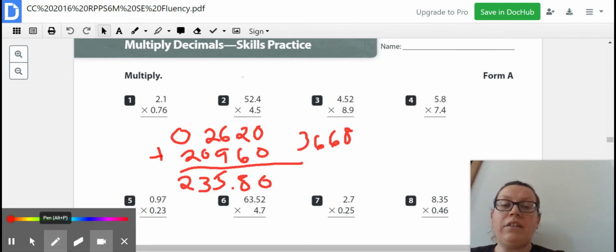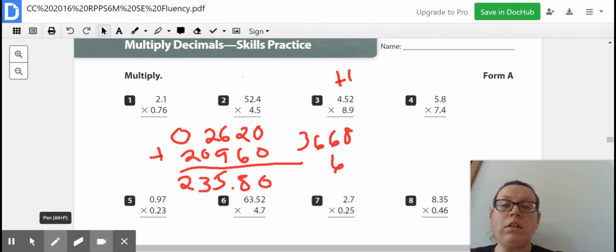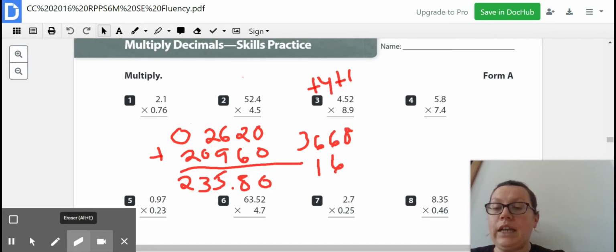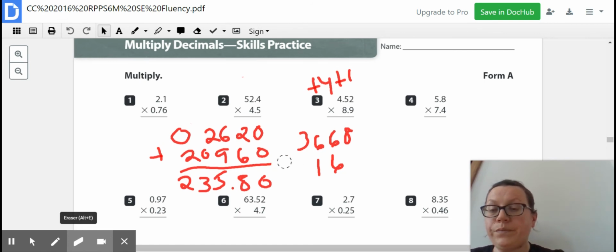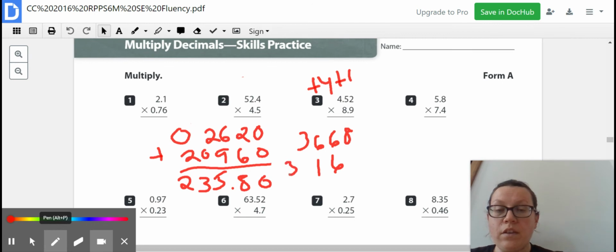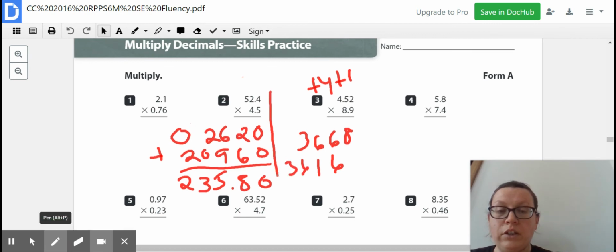Now we're going to do 8 times 2 is 16. I carry my 1. 8 times 5 is 40, plus 1 is 41. 8 times 4 is also 32, plus 4 is going to be 36. So for this, friends, I'm going to scooch this one over here. And then I'm going to draw just a little line so that we know these are separate.